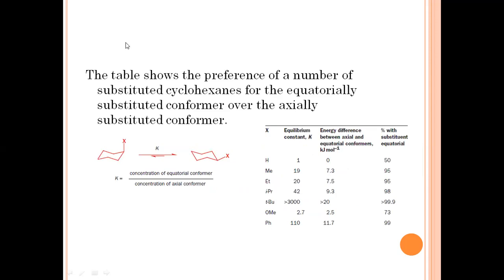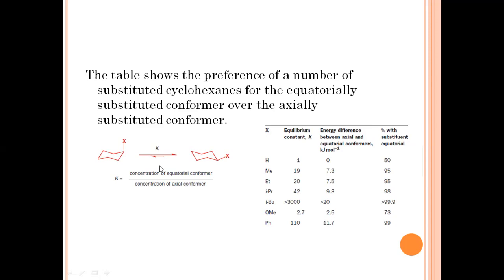So the table in front of us shows the preference of a number of substituted cyclohexane molecules for the equatorially substituted conformer with respect to the axially substituted conformer, and their stability order.